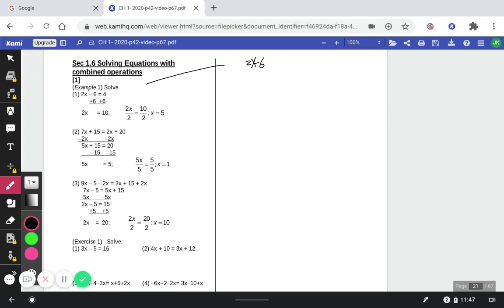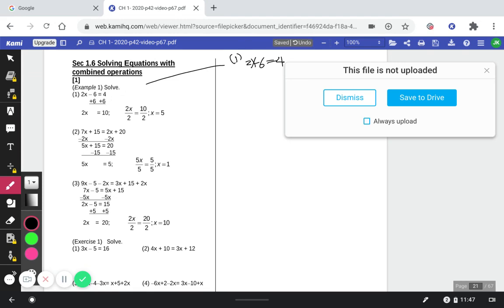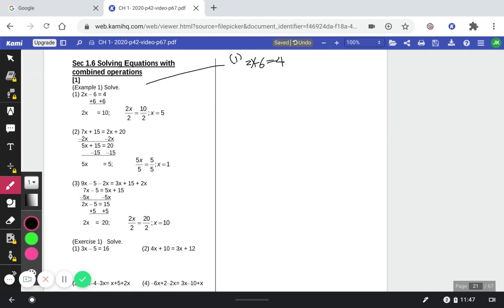So, on number one, you have 2x minus 6 equals 4. When you have a question like this, we try to solve for x. That means x is the only one on the left side of the equal sign. Everything else moves to the other side of the equal sign by doing inverse operations. Usually the first thing you do with a question like this is get rid of the numbers next to x on the same side.